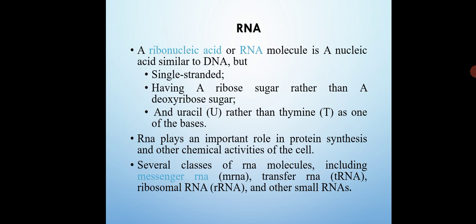And the next important nucleic acid is RNA. Ribonucleic acid, or RNA molecule, is a nucleic acid similar to DNA, but with some differences. It is single stranded, having a ribose sugar rather than a deoxyribose sugar, and uracil rather than thymine. RNA plays an important role in protein synthesis and other chemical activities of the cell. There are several types of RNA molecules, including mRNA, tRNA, ribosomal RNA, and other small RNAs.